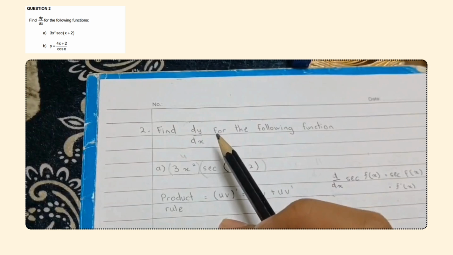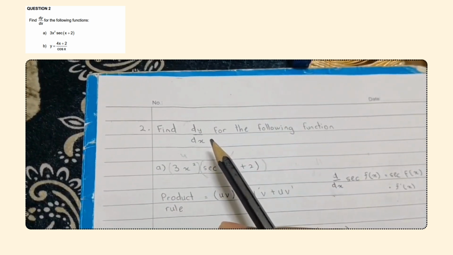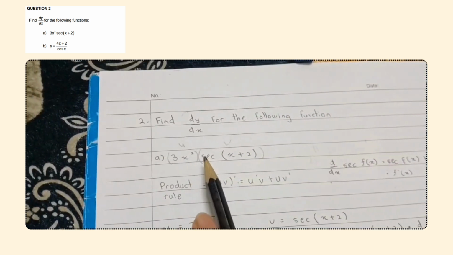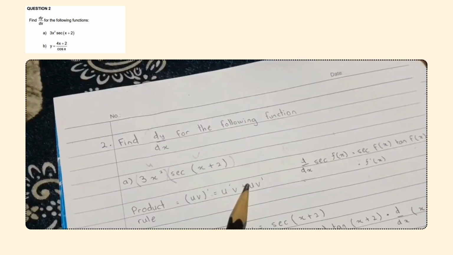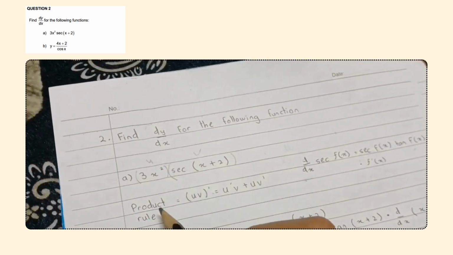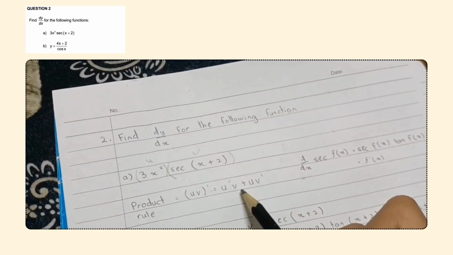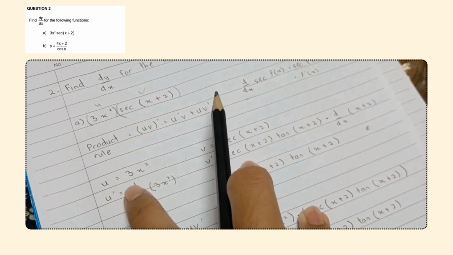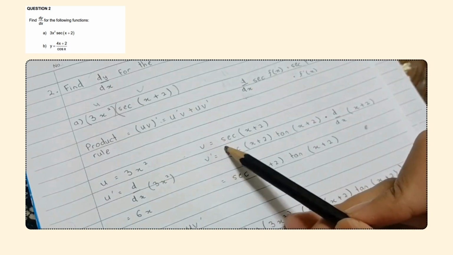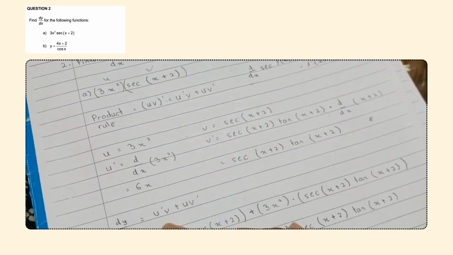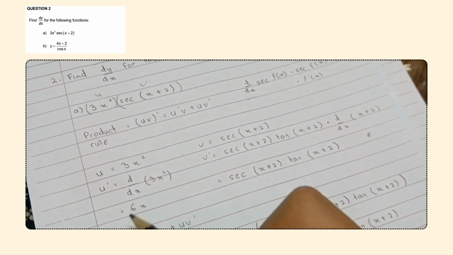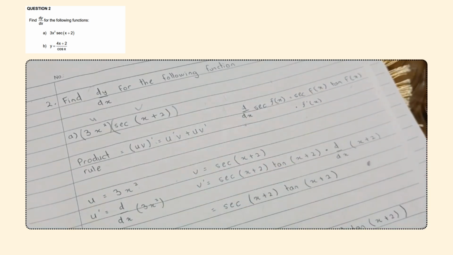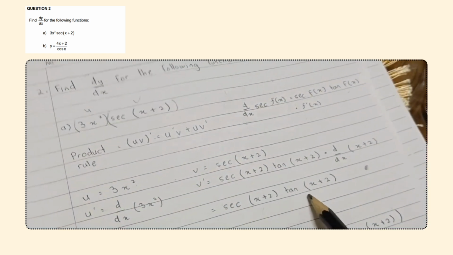Okay, we will start the first question. The question is: find the derivative for the following function. A, 3x squared sec(x plus 2). To solve this, we need to use the product rule. The product rule states u prime v plus u v prime. Step 1, we need to find u and v. For u, it is 3x squared, and v is sec(x plus 2). For u prime and v prime, u prime is 6x, and for v prime, we need to use the formula. And we get sec(x plus 2) tan(x plus 2).